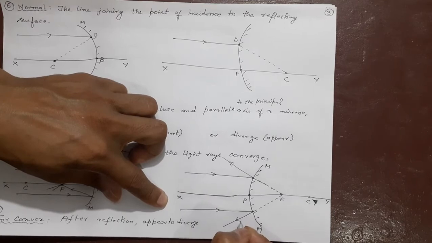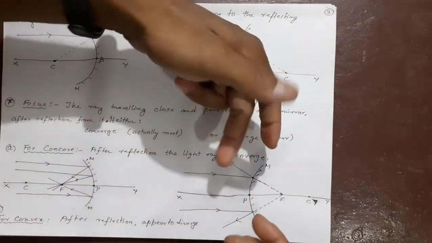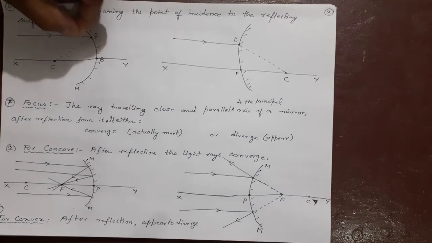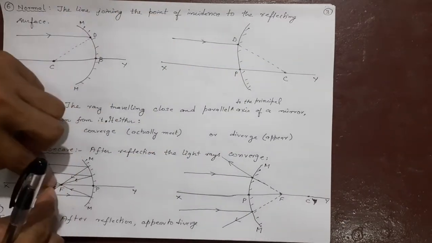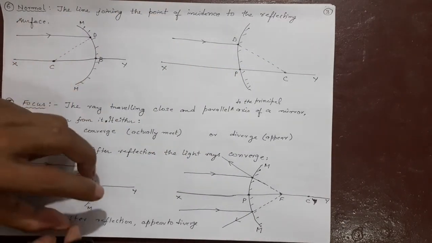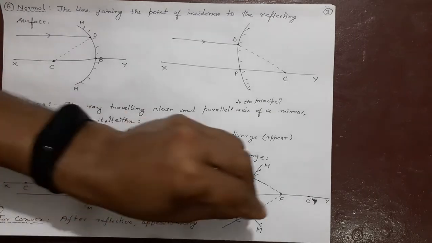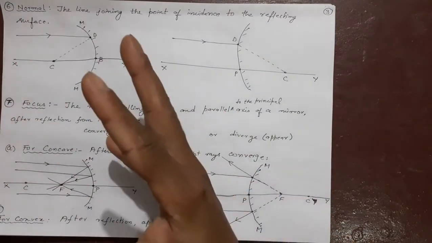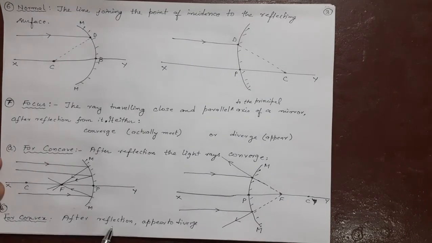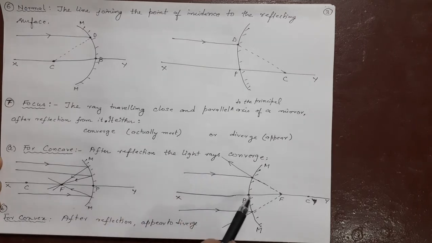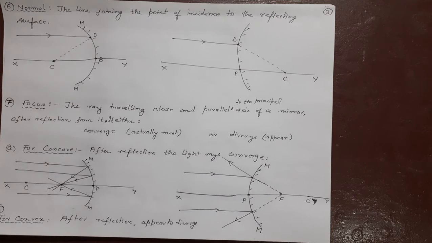You can see, diverging means going away. The light is going away from here, not at one point. Here light is going and meeting at one point, that is converge. Converging is this property, meeting at a point. Diverge means going away. Look from here, it is going away. This is called diverging. So after reflection they appear to diverge. In the concave, after reflection it actually converges. Here it is not converging, not diverging, it only appears to diverge, and that is why it is happening. So this is how you can do the focus.